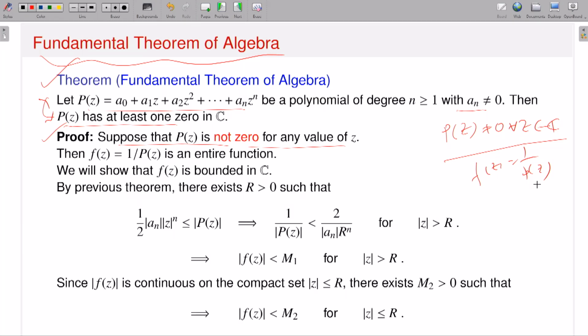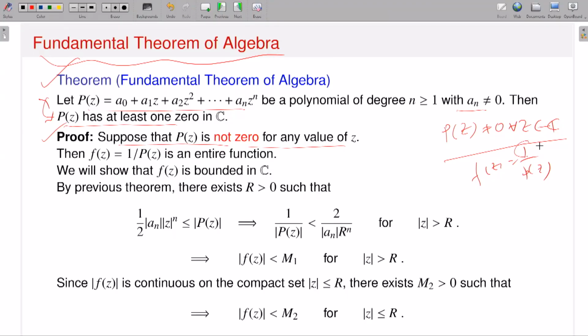So then what I am doing, since P(z) is non-zero for all z, I am considering the function f(z) which is 1 by P(z). Now what is P(z)? P(z) is a polynomial, so therefore it is an entire function. It is analytic everywhere in the complex plane. The quotient of two entire functions is also an entire function, because the numerator is the constant function 1, which is entire, and P(z) is a polynomial, which is also entire.